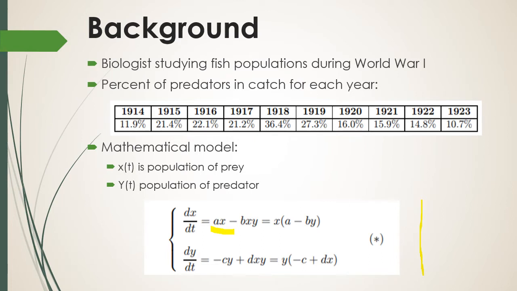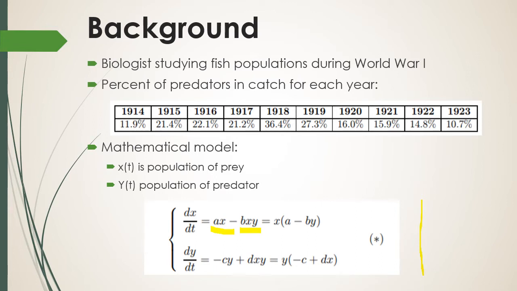So that's why we have this positive ax term over there, and the negative bxy term comes from the fact that xy is supposed to be proportional to the number of encounters between the predator and prey. If x or y increase, the number of encounters between them will increase, so we can estimate the number of encounters using the product. The larger the number of encounters between the predator and the prey, the more prey will be eaten, and therefore the population will decrease. And so we have this negative term over here. And a and b are just proportionality constants.